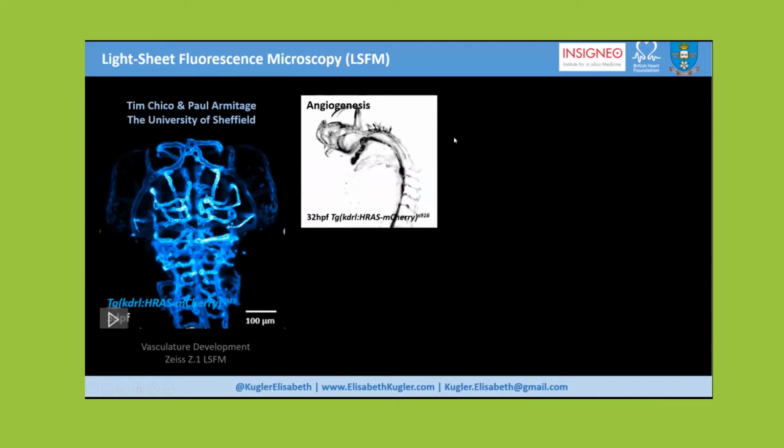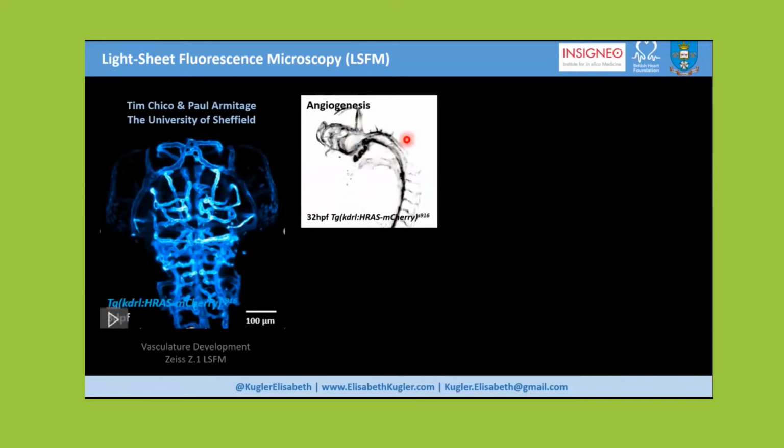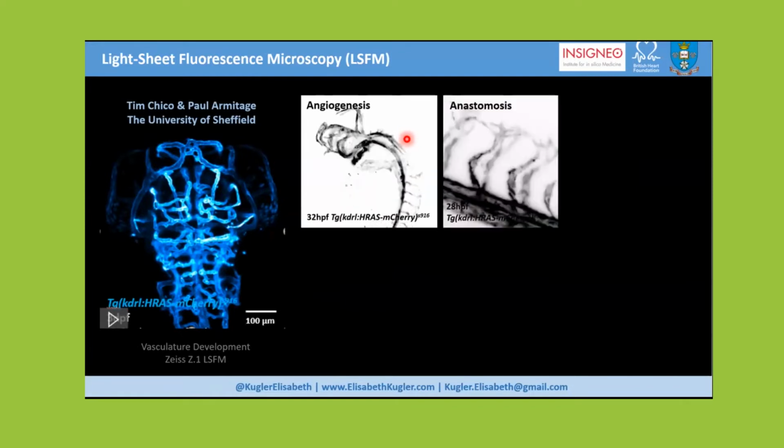So, central arteries in the brain are the ones that are formed by angiogenesis, and you can see those here. These are forming from existing vessels, and this is happening over a few hours. We can also study other processes, such as anastomosis, which is similar to angiogenesis, but in this case, two vessels which are already formed merge together to form a new vessel.